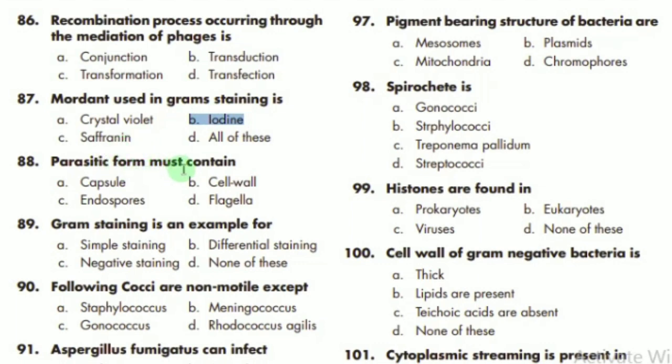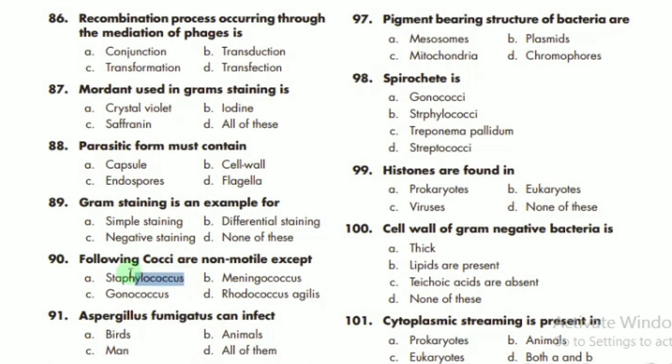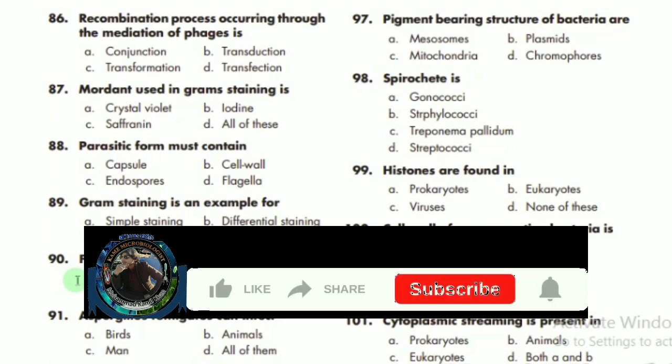Parasitic form must contain, so A is the correct option, capsule. Okay. Gram staining is an example of, so it is an example of simple staining. A is the correct option. Okay. 90. The following cocci are non-motile except staphylococcus. Okay. So except staphylococcus, the rest of the organisms cocci are motile. So that's all about the 90 MCQs.